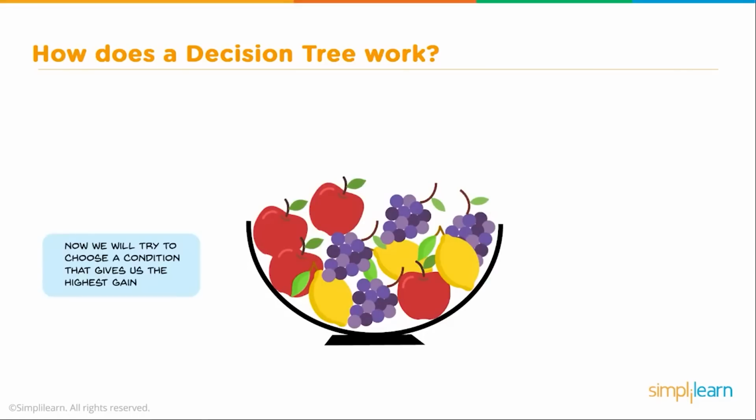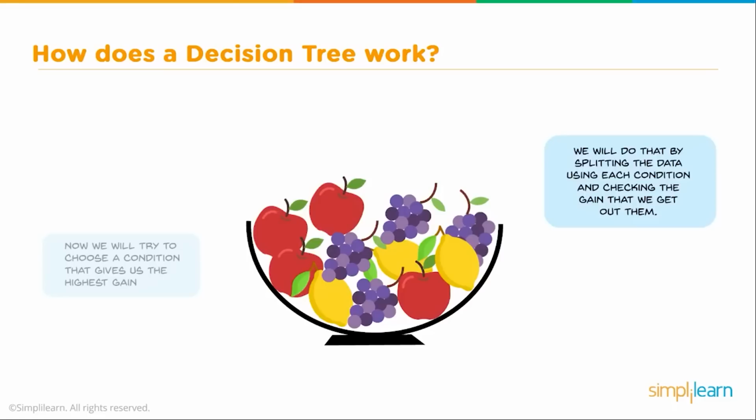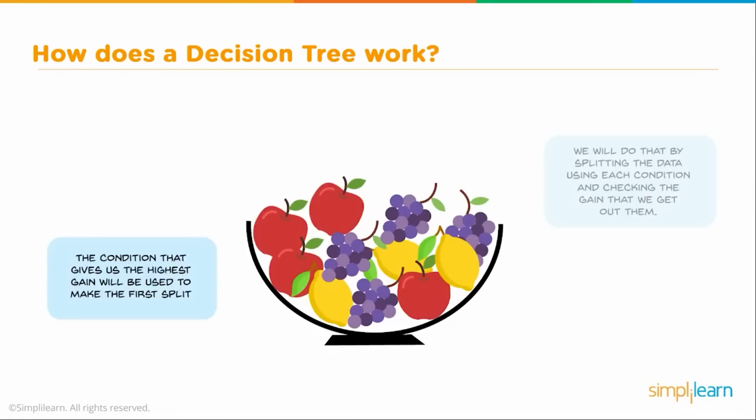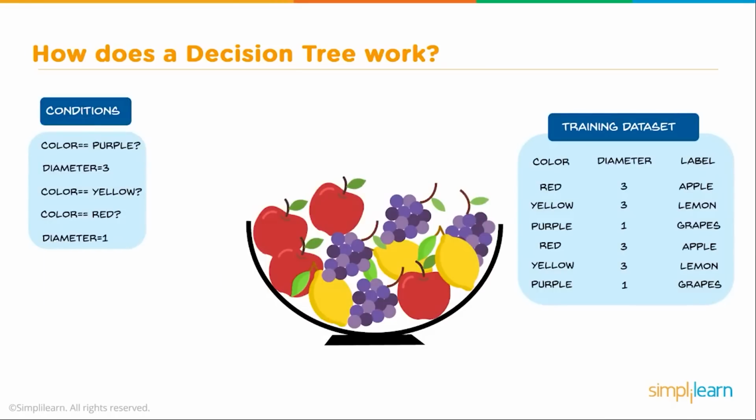And now we'll try to choose a condition that gives us the highest gain. We will do that by splitting the data using each condition and checking the gain that we get out of them. The condition that gives us the highest gain will be used to make the first split. So let's take a look at these different conditions. We have color, we have diameter, and if we look underneath that, we have a couple different values. We have diameter equals 3, color equals yellow, red, diameter equals 1.